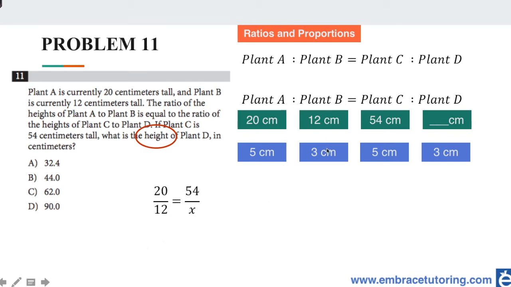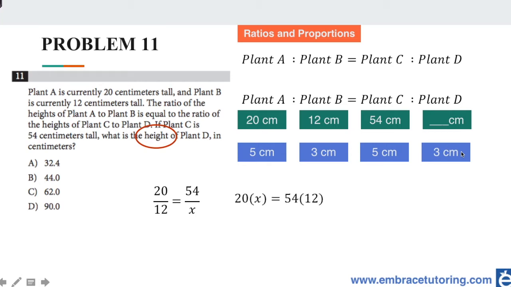So this here, I'm just trying to explain to you logically what's happening, but really the simplest way of solving this problem is just setting a proportion where 20 over 12 is going to equal 54 over x. Now notice the 20 and the 54 are on the same side of the expression, simply because these are both the 5 to 5, and the 12 and the x here are both the 3 to 3 in terms of the ratio.